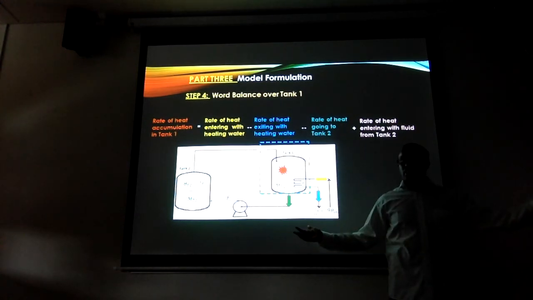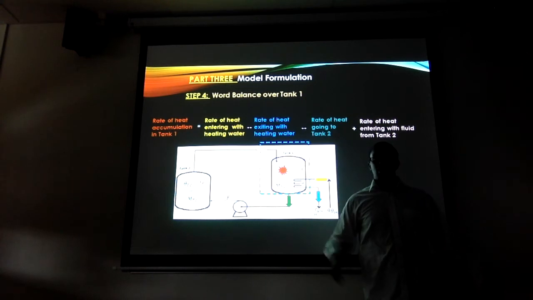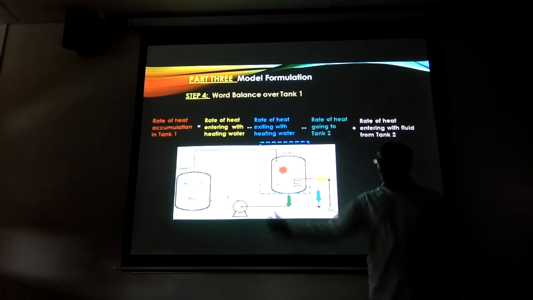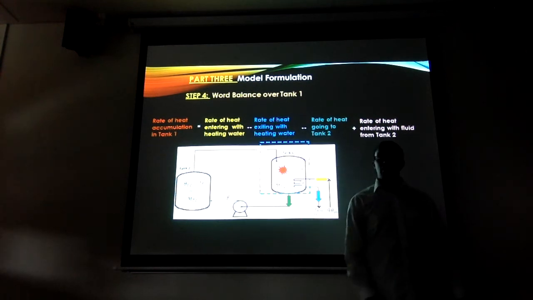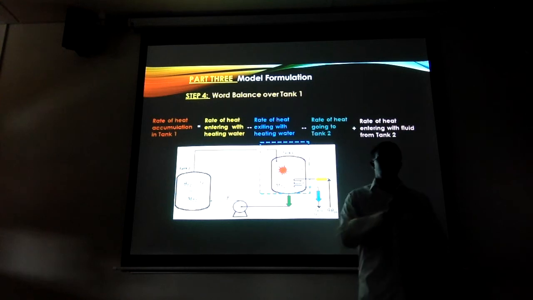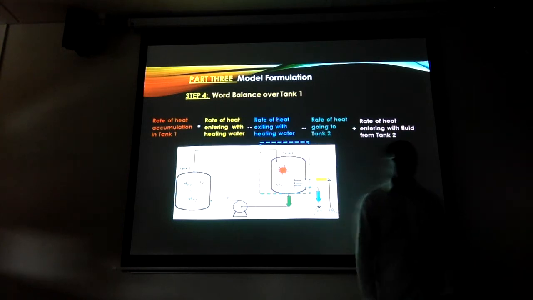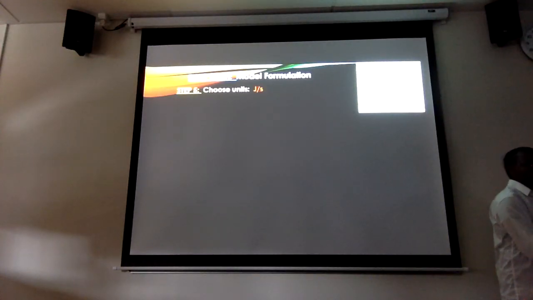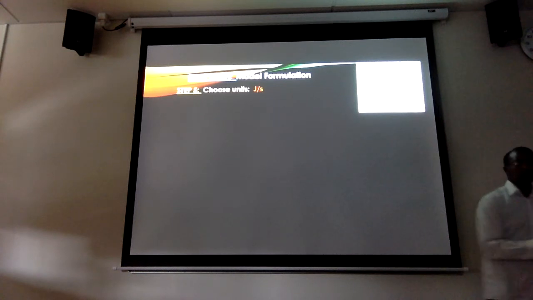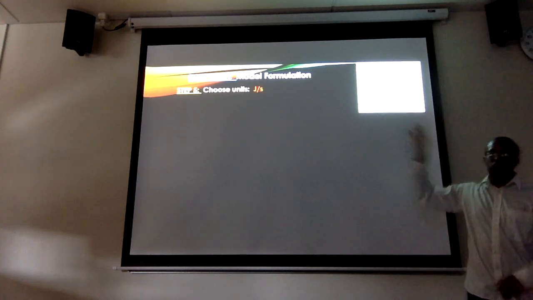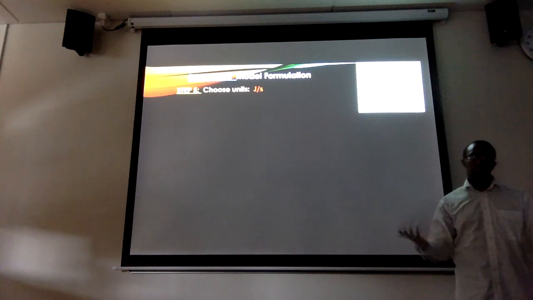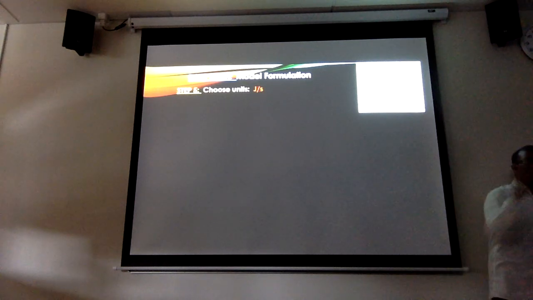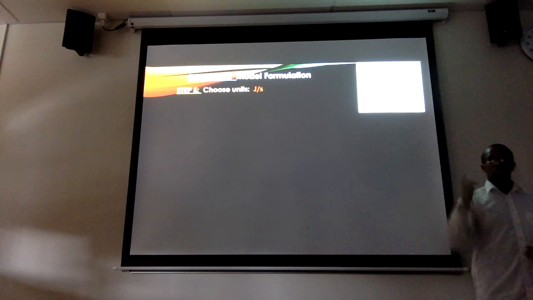It's like saying, in this room, the rate of people accumulated is the people coming in minus the people going out. If 6 people are coming in and 2 people are leaving, then the rate of accumulation is 4. Step 5, which is supposed to be step 4, is that you choose units. In this case, because we're doing heat transfer, it's joules per second, or you can use calories per second, but generally it's joules per second. If you do a mass transfer, it's moles per second. If you do a momentum transfer, it's newtons per second.